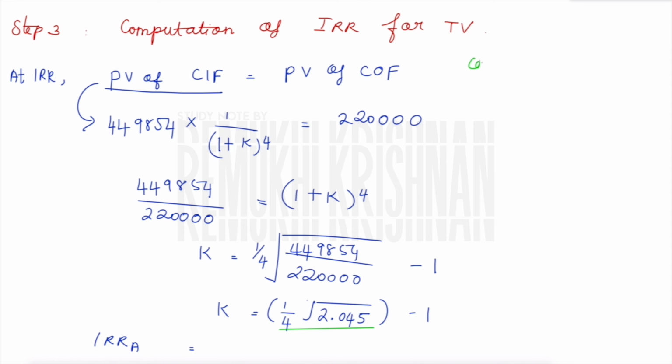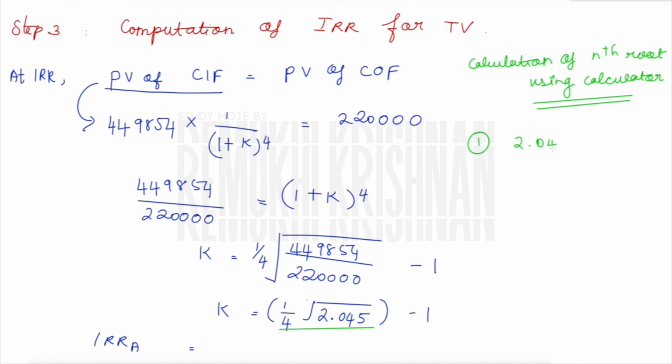So calculation of nth root using calculator. Okay, here also I just put it in steps. For the first one is, you're just going to take the root. Okay, just take your calculator and put 2.045 and take root of that. Okay, you're going to press root for what? 12 times. You're just going to press root for 12 times. I'm just going to enter 2.045 and going to take root for 12 times.